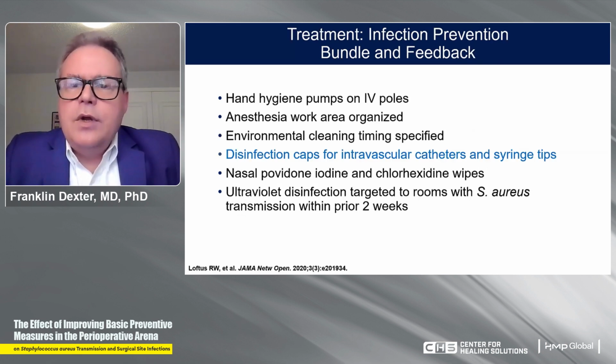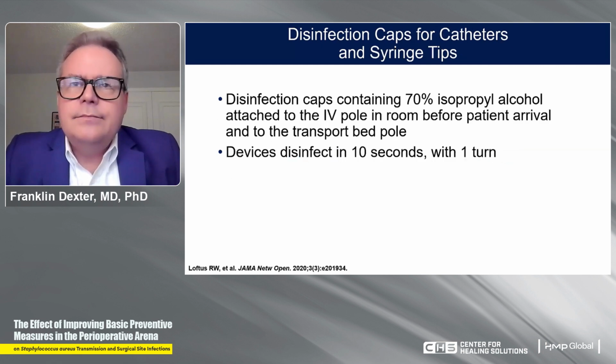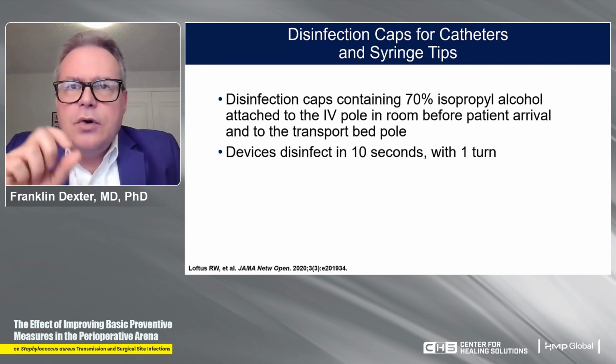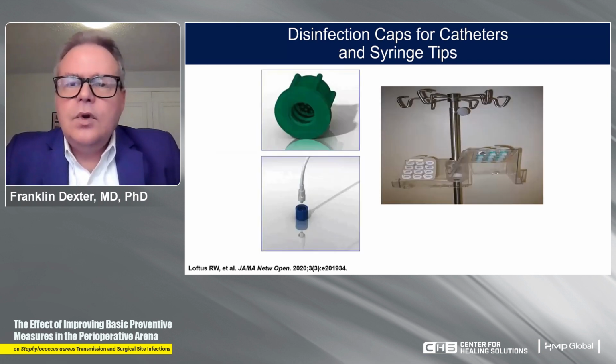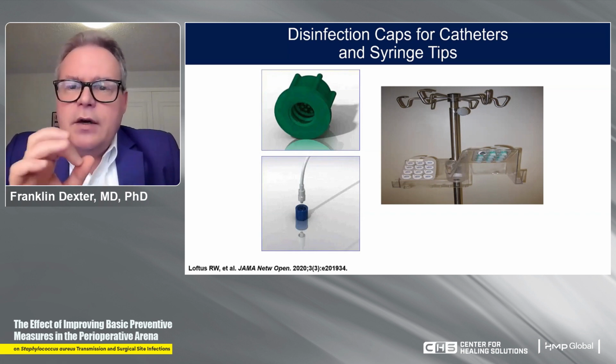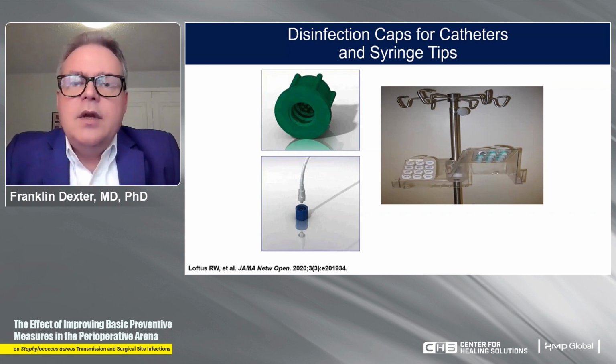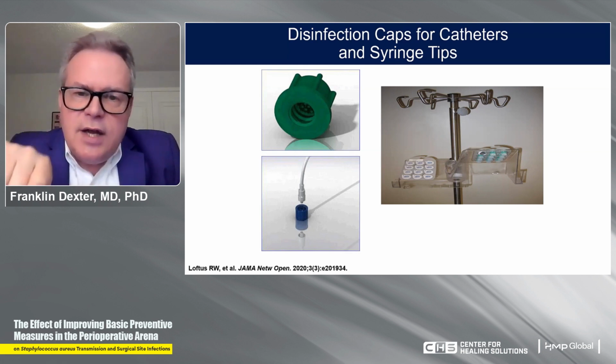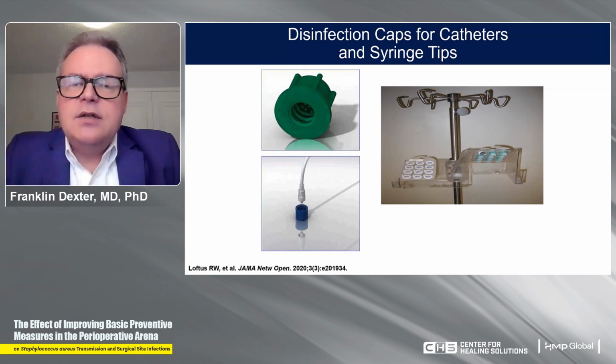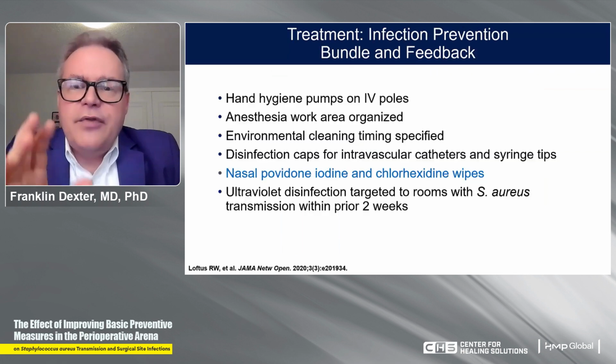Disinfecting caps were used for the intravenous catheter lumens and syringes. The caps contain isopropyl alcohol for disinfection. Caps can have an internal brushing mechanism that scrubs. The green connectors clean female connectors, so you have an open lumen, like a stopcock. The blue is for a male luer connector, like the syringe tip. And then the caps were connected to the IV pole so that they're available.